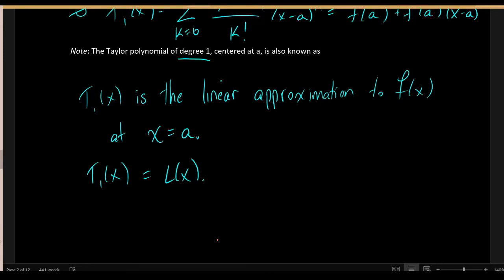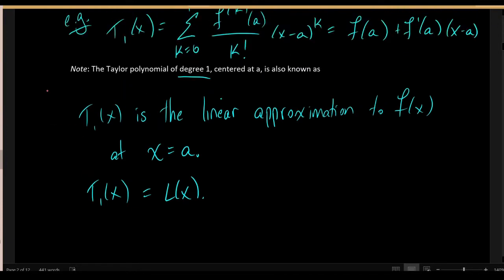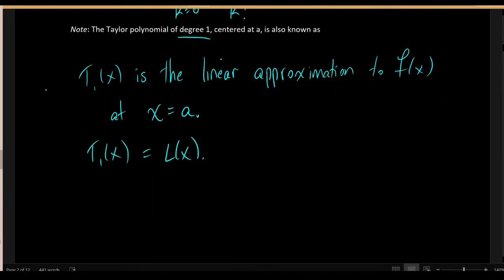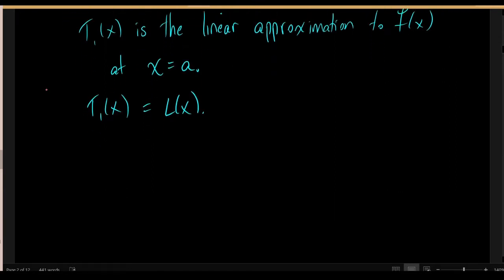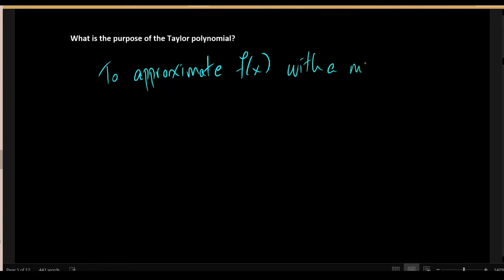We give ourselves more powers, we give ourselves a polynomial of a higher degree to achieve a greater accuracy in our approximation. In general, the higher the value of n, the better the approximation becomes. That's the purpose of the Taylor polynomial, to approximate a tricky or difficult function f of x with a much simpler polynomial function.